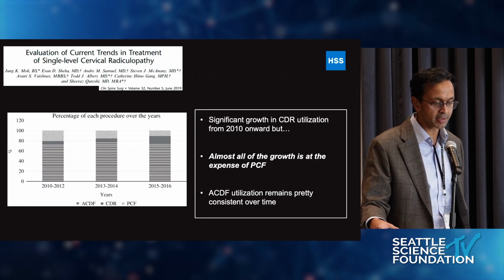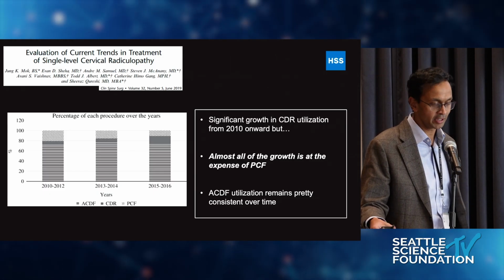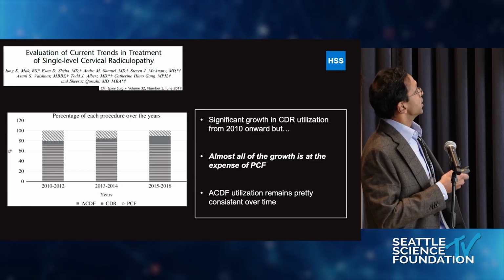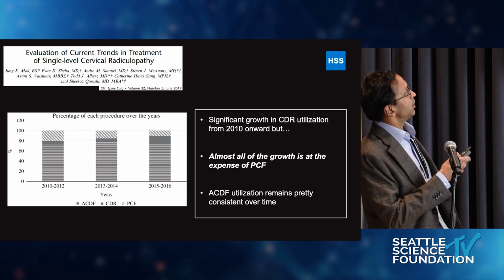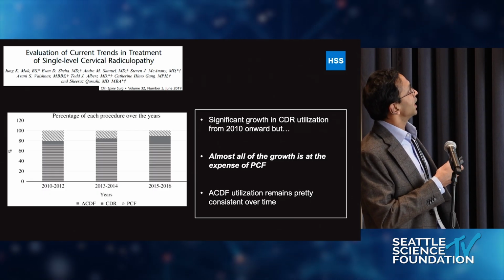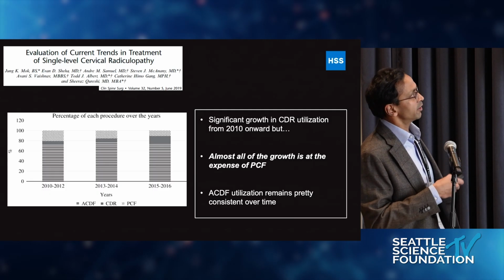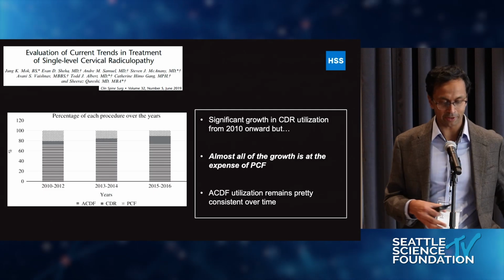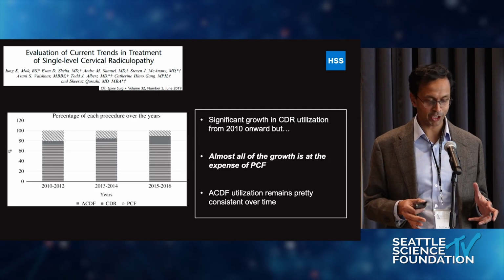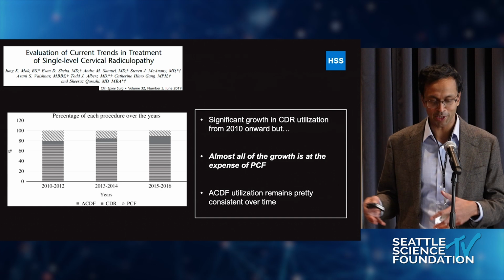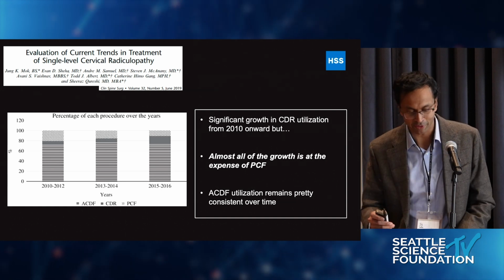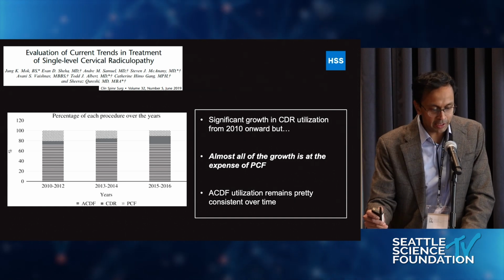So if you look at the trends in treatment of radiculopathy, what you see is a steady decrease in the amount of foraminotomy that's performed and a steady increase in the amount of disc arthroplasty. So all the disc arthroplasty that we're doing is almost all pretty much coming at the expense of foraminotomy. So this question of CDR versus foraminotomy obviously is pretty relevant.